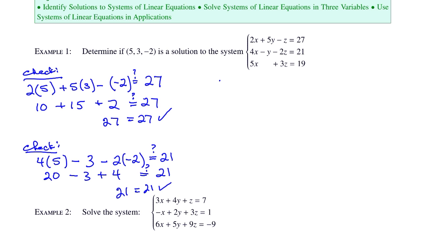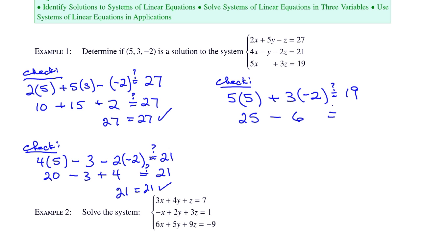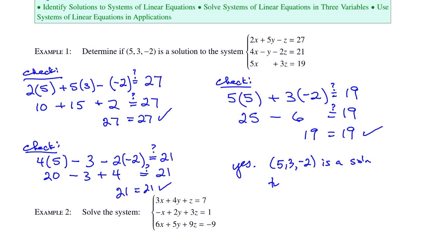And then verify that it works in the last equation. Notice that this one is missing the y. That's okay. We just skip the y. We get 5 times 5 plus 3 times negative 2 might be equal to 19. So 25 minus 6 might be equal to 19. And yes, 19 is equal to 19. So is it a solution? Yes. (5, 3, negative 2) is a solution to the system.